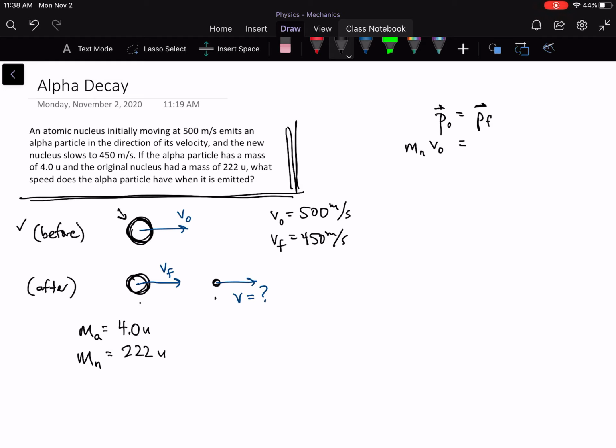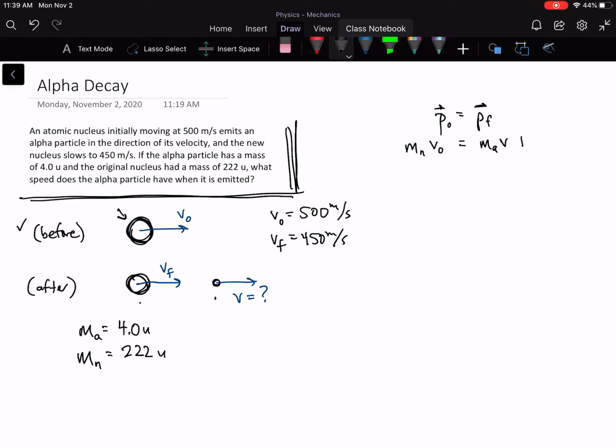It hasn't split apart yet, so that's the only term that would appear on the left-hand side of the equation, the initial momentum of the system. Now, finally, we've got two different pieces. We've got the alpha particle, which is the mass of the alpha particle times its velocity, the thing that we're trying to find. It's to the right, so I'm not having to put in different signs here for the velocities.